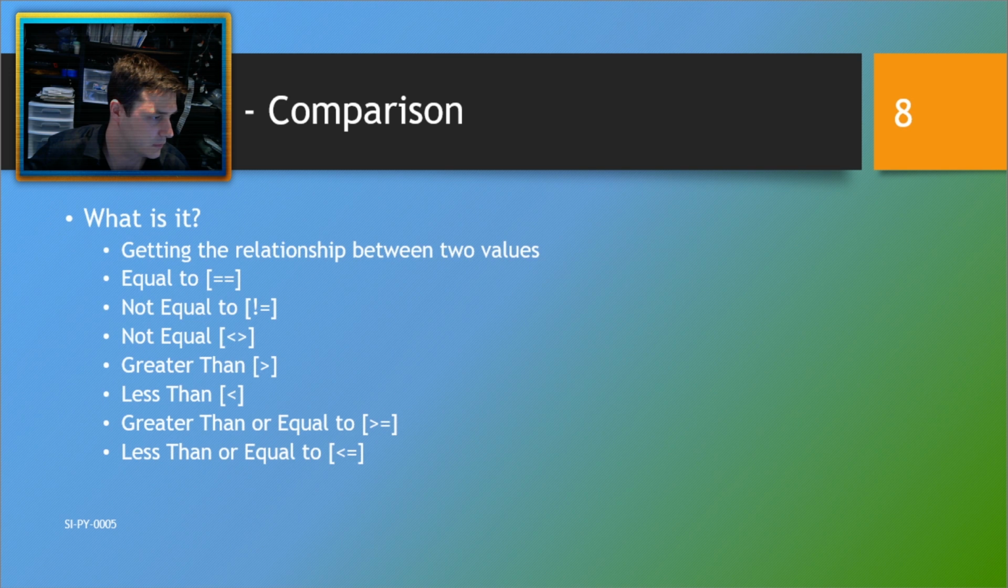Whoops. What is it? Getting a relationship between two values. So we have the equal to, the not equal to, the not equal to again. Difference being one has not equal to and the other one has greater than and less than. And then we have greater than, we have less than. We have greater than or equal to and less than or equal to.